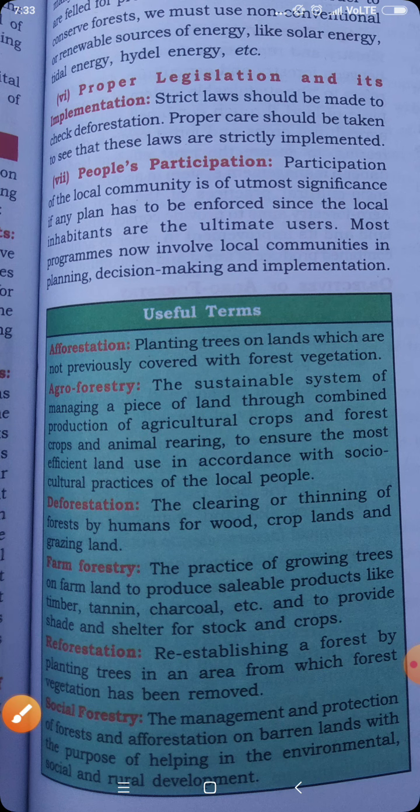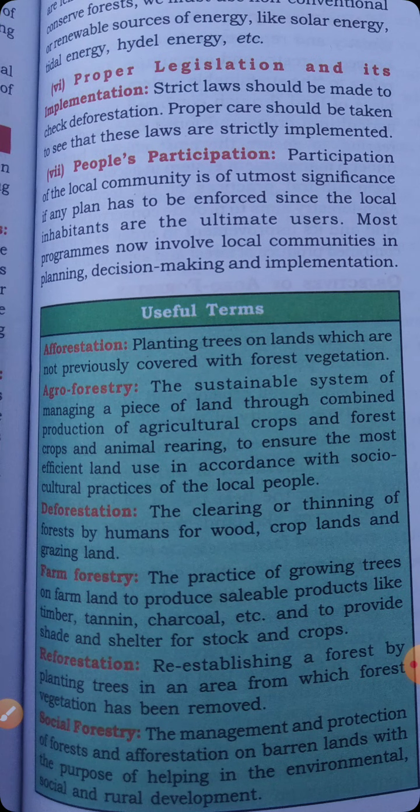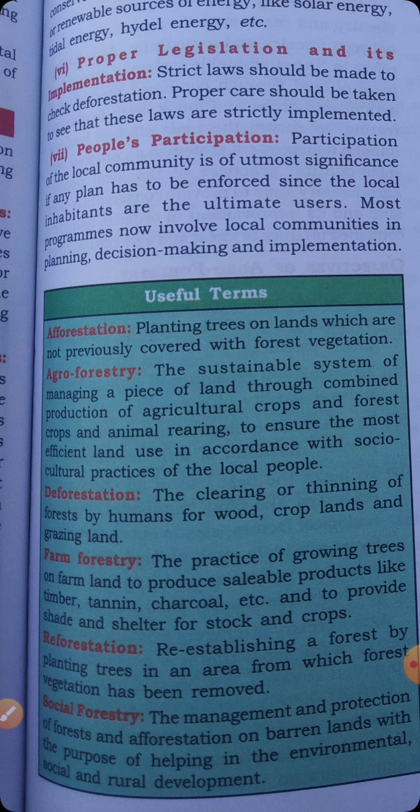Afforestation is our first term. What is afforestation? Planting trees on land which was not previously covered with forest vegetation, that is called afforestation. Then we have agroforestry, the sustainable system of managing a piece of land through combined production of agricultural crops and forest crops and animal rearing to ensure the most efficient land use in accordance with socio-cultural practices of the local people. That is what we call agroforestry.